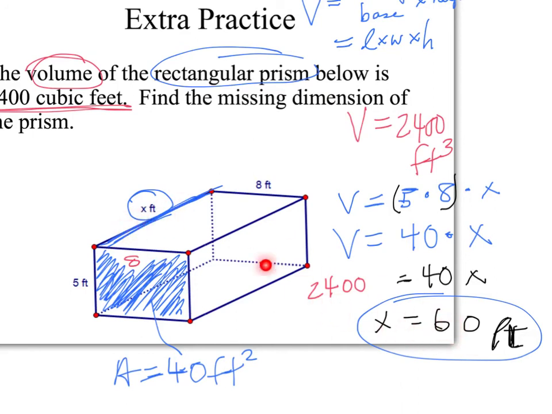So just to check real quick, 60 times 8 times 5. So 5 times 60 times 8 should give me 2,400. Does it? Well, 8 times 5 is 40. 40 times 60 has 2 zeros, and then 4 times 6 is 24, so 2,400. I did it. Hooray. All right, that's the end of the video. Hope you learned something.